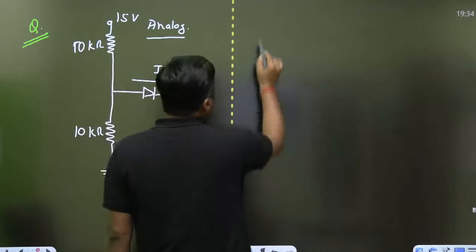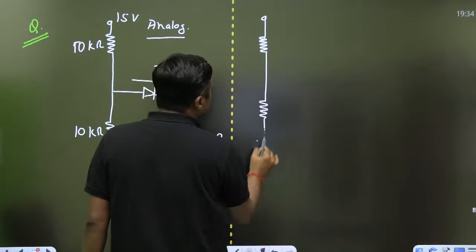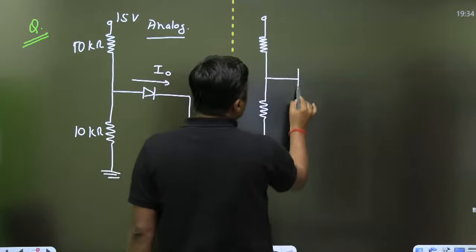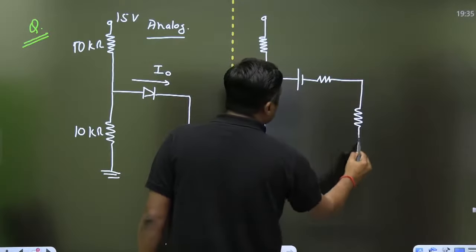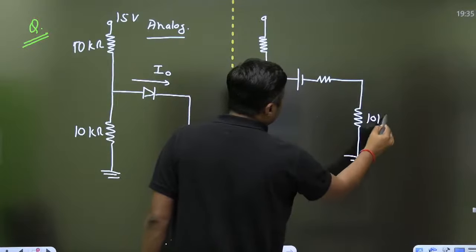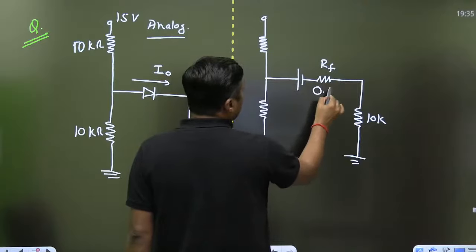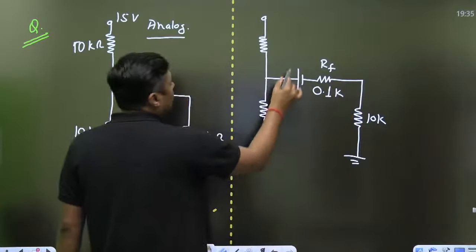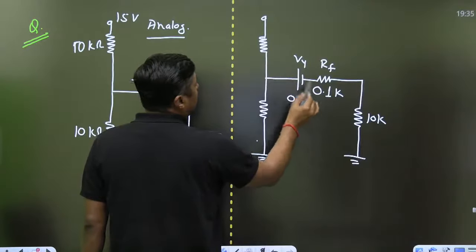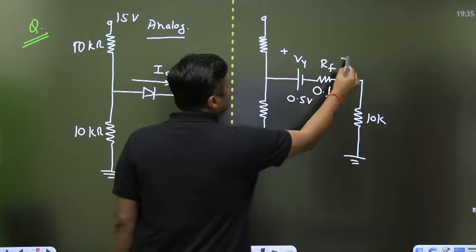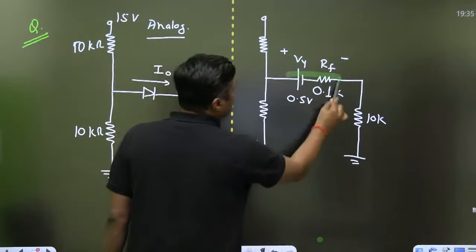First of all, this diode is replaced by V gamma and Rf. And here one R is connected. What is the value? 10 kilo ohm. What is the value of the Rf? 100 ohm. First of all, convert it into kilo ohm, 0.1 kilo ohm. What is the value of the V gamma? V gamma is given as 0.5 volt. No problem. And from this portion to this portion, this is a complete diode.